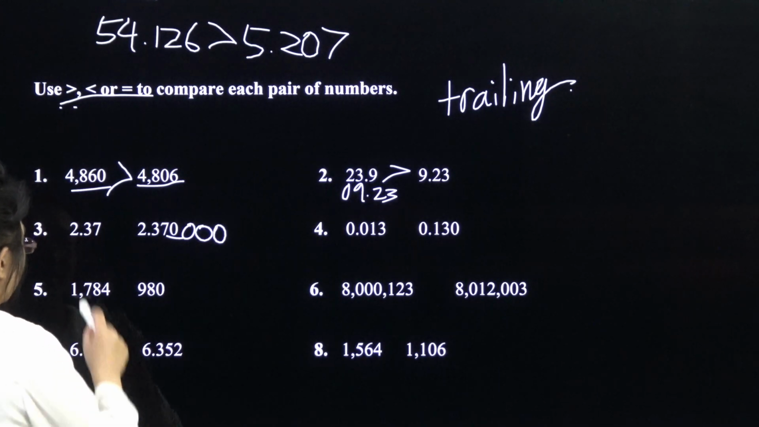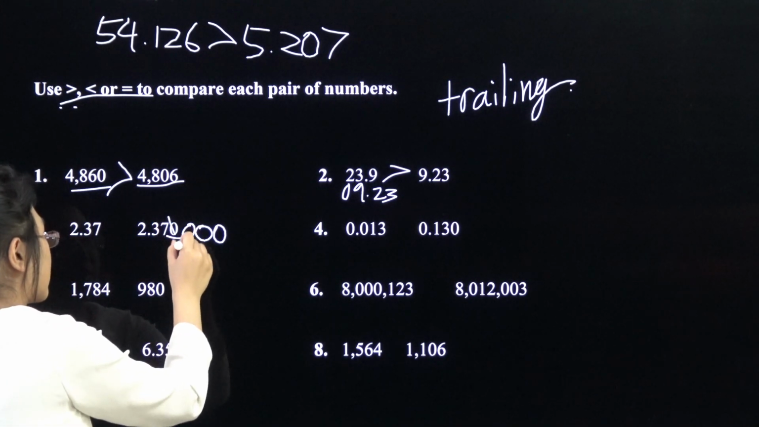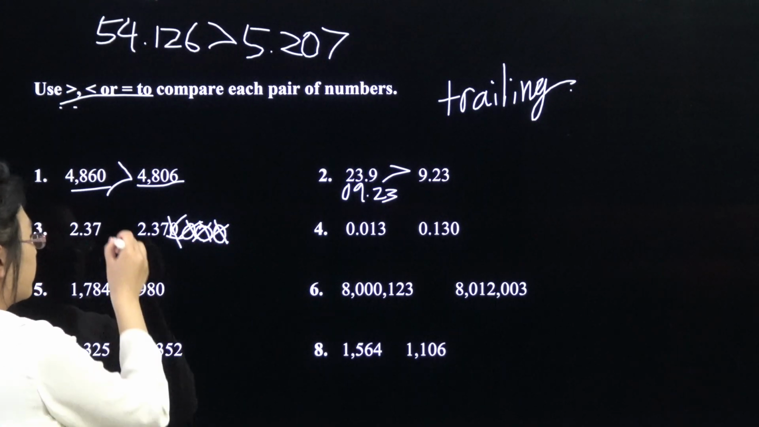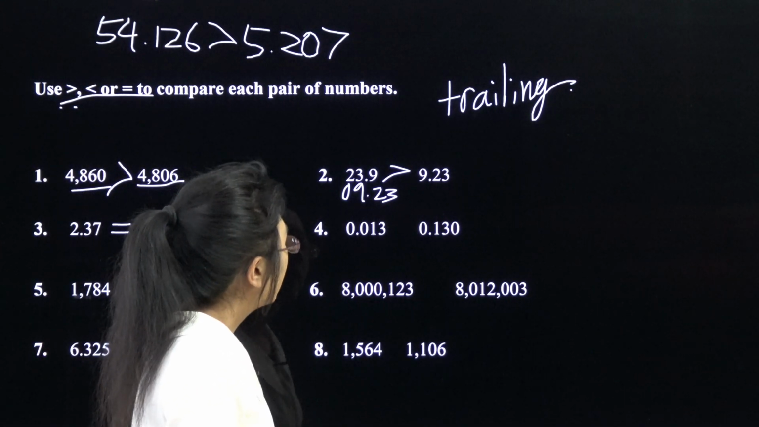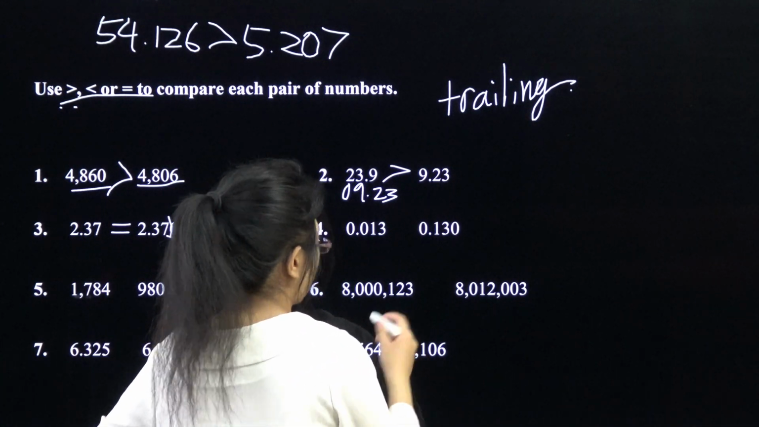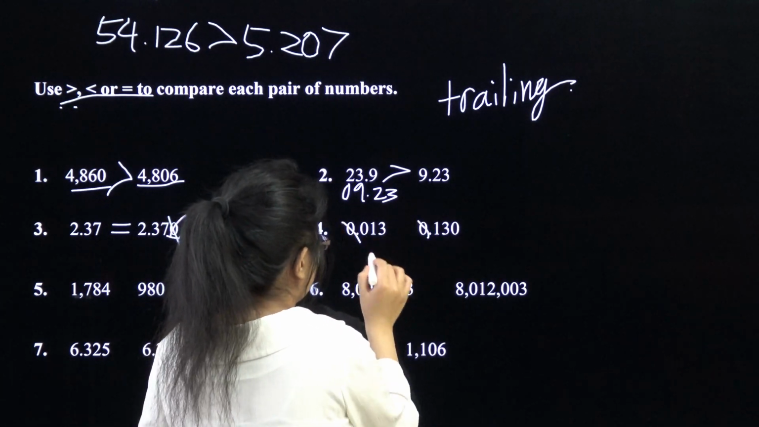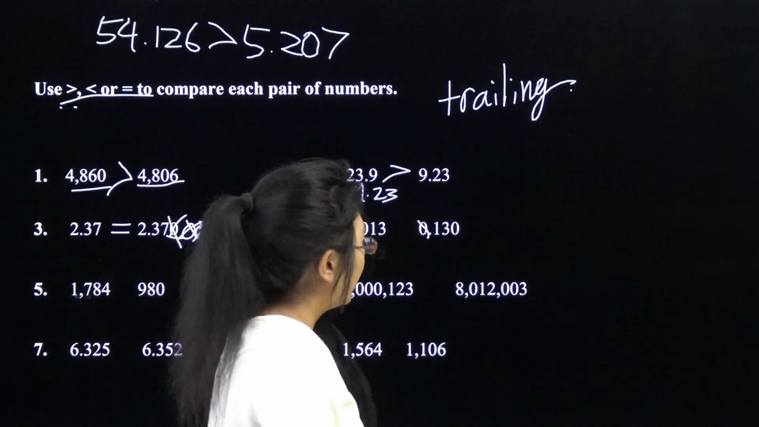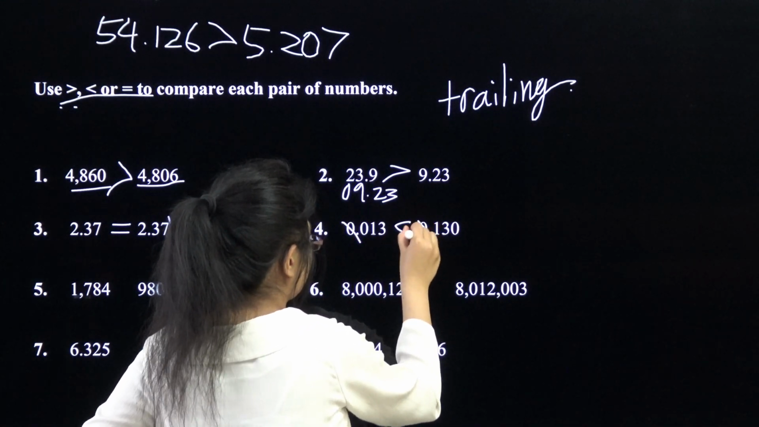Now, we realize that this is 2.37, and then it's 2.370. And because this 0 is a trailing zero, we could technically just take it out. So, these two numbers are equal. What about here? Well, after we line up the decimal point, we realize that they line up perfectly, so we could just go from left to right. 0, 0, decimal point, and then 0, 1. 1 is bigger than 0, so the one with the 1 is bigger.